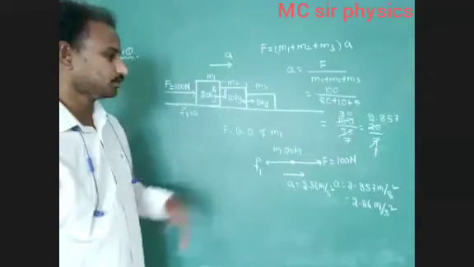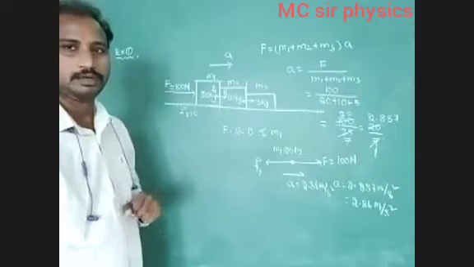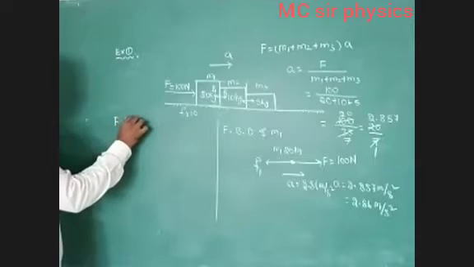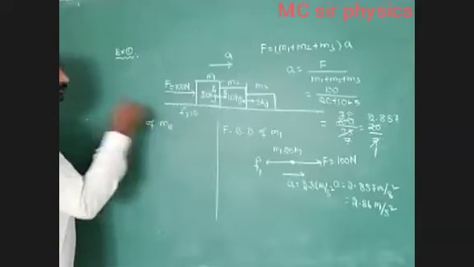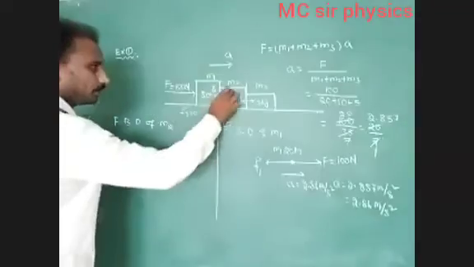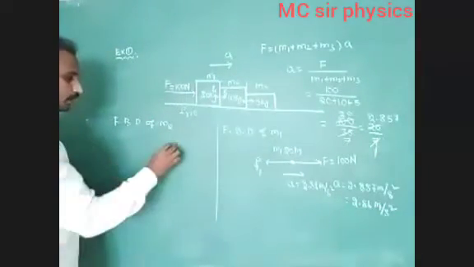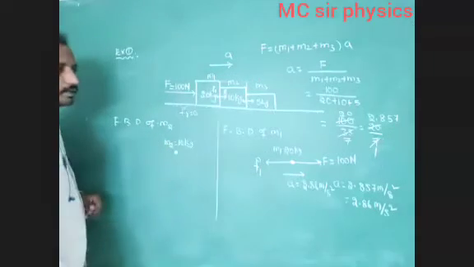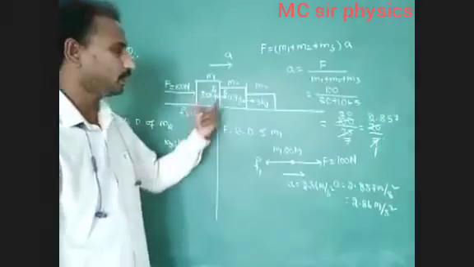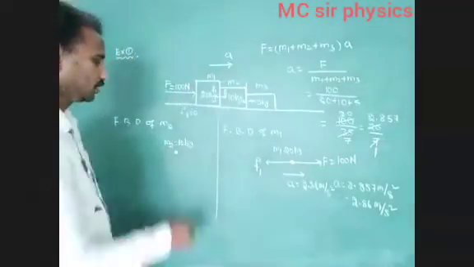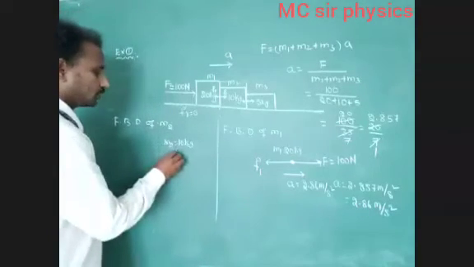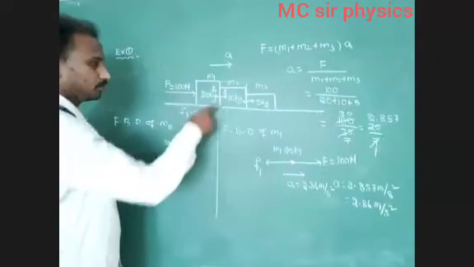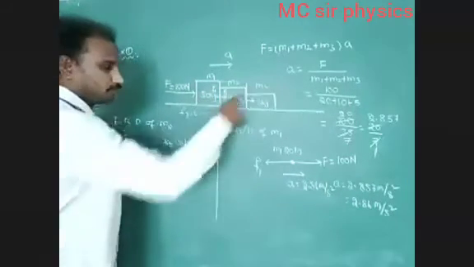Understood? Next we have to draw the free body diagram of M2. Free body diagram of M2 represents the total mass of the body. M2 equal to how much? 10 kg. How many contact forces are acting on this body? 2 contact forces. One contact force is applied by M1 on M2, in the forward direction.